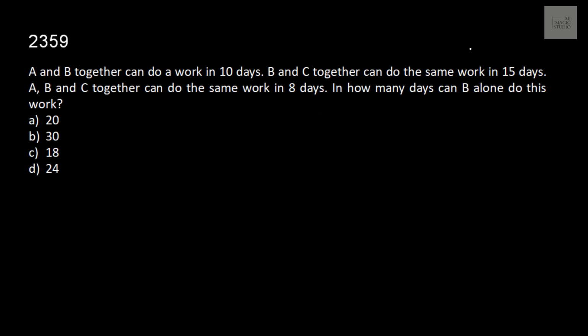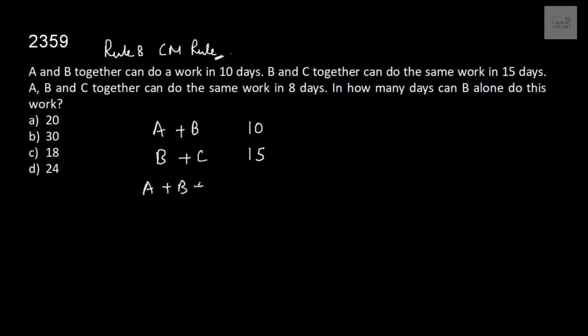Okay, again a classical form, time and work. We'll use our rule 8, that is CM rule, common multiple rule, to solve it in one go. A and B together can do the work in 10 days. A plus B, 10 days. B and C together can do the same work in 15 days. B plus C, 15. A, B, C together can do the same work in 8 days. A plus B plus C in 8. Then, how many days can B alone do the work?